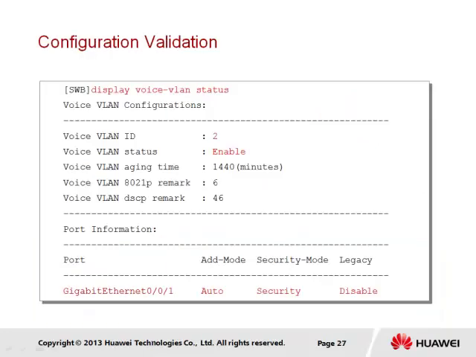We can use the command display voice VLAN status to verify the configuration parameters have taken effect. Since a VLAN is adapted to become a voice VLAN, we must verify that the state of a created VLAN is now considered a voice VLAN. Here we can see that voice VLAN 2 has in fact been created and is considered enabled. The voice VLAN can be considered to be associated with port interface gigabit Ethernet 0/0/1 and is operating in an automatic add mode, meaning voice devices connected to the port will automatically be associated with the voice VLAN.